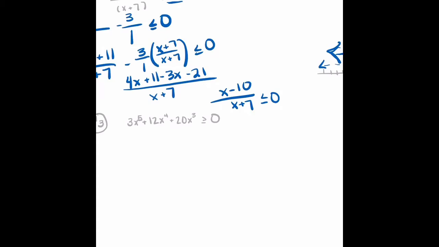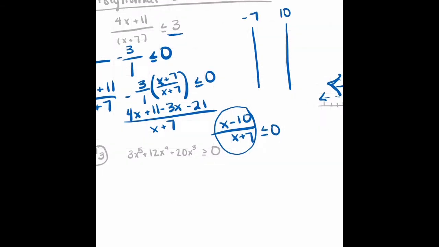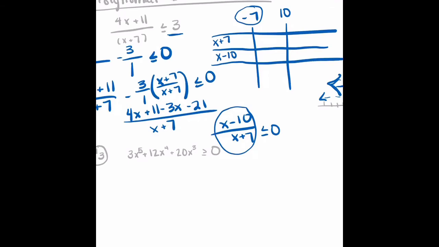So now I can set this up in my sign chart because it's already factored for me. And I have a root at -7 and another root at +10. So I can put x plus 7. Order doesn't matter here, but I like to do whatever is the first root up here. x minus 10. And then the whole thing.